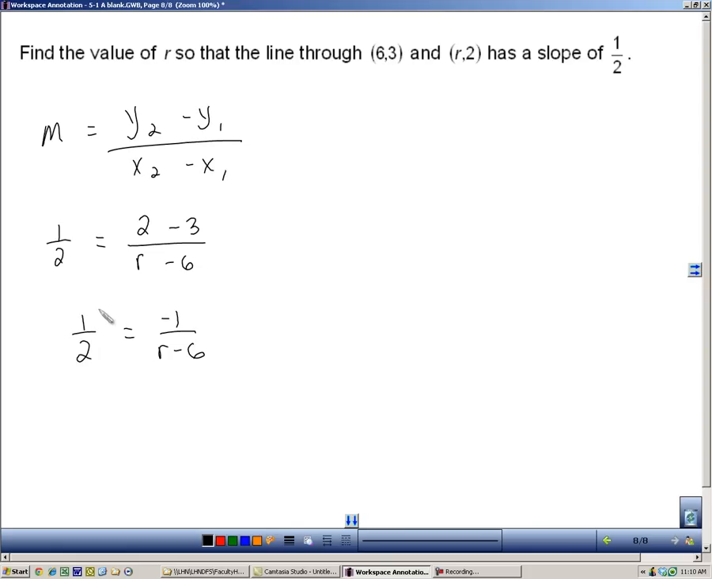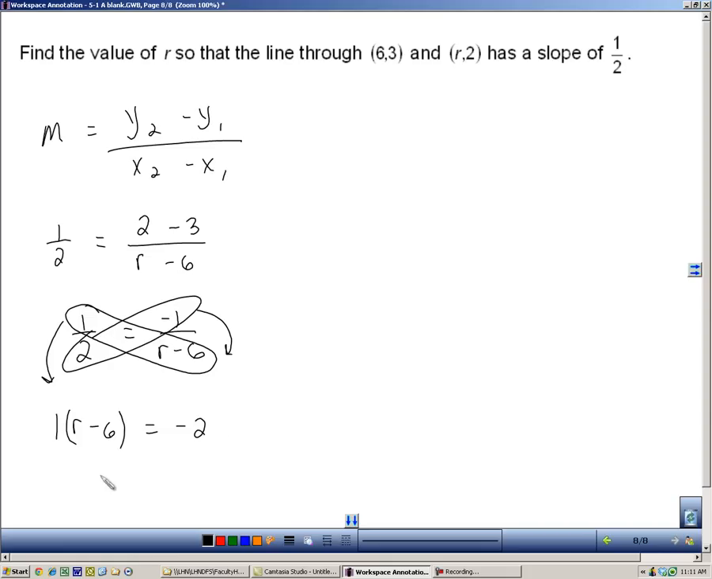And if you remember how to solve proportions, you're going to cross multiply. So 1 times r minus 6 is 1 times parentheses r minus 6. And then 2 times negative 1 is a negative 2. Distributing the 1 here, we get r minus 6 equals negative 2. I'm going to add 6 to both sides. So we end up with negative 2 plus 6, so r equals 4. Here's an example of using the slope formula when we're already given the slope, but we have an unknown x or y value, and we solve it using the cross product.